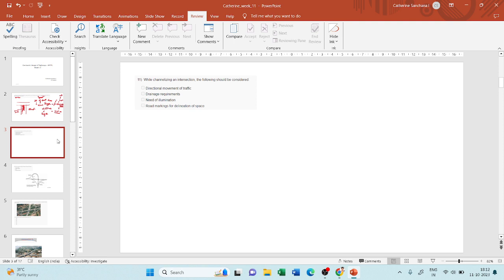Now moving on to the next question. While channelizing an intersection, the following should be considered. Just now we saw what a channelized intersection is, by giving an example of a Y intersection. I told you that this is a channel island.